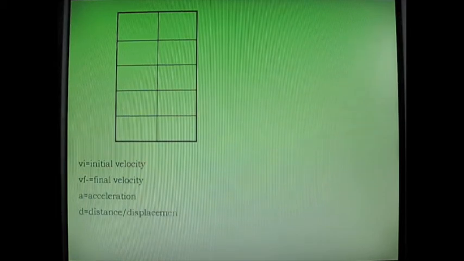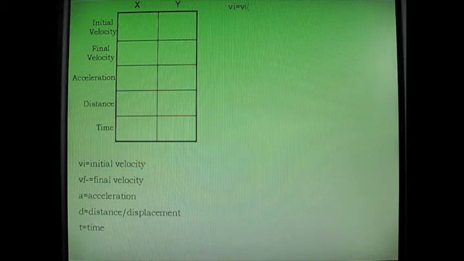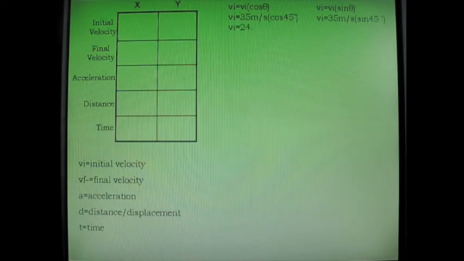For example, if a golf ball is hit with an initial velocity of 35 meters per second at an angle of 45 degrees, we use the formulas initial velocity in x equals initial velocity times cosine theta and initial velocity in y equals initial velocity times sine theta to find the initial velocity of the x component and y component respectively. Then we can use these numbers to fill in our chart. The initial velocity in the x and y direction ends up being 24.7 meters per second.